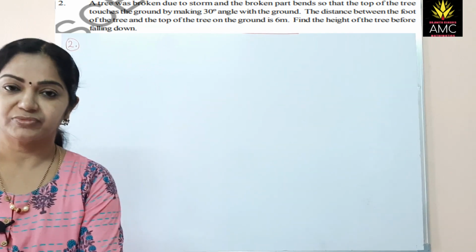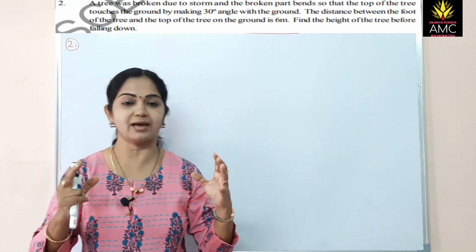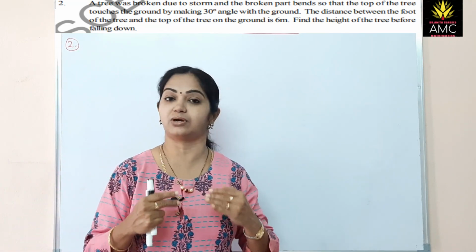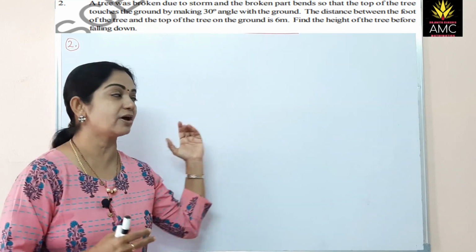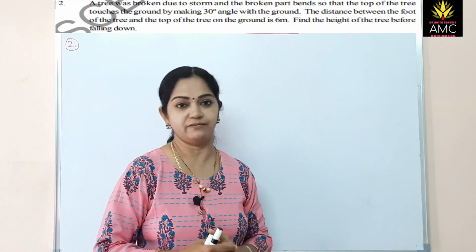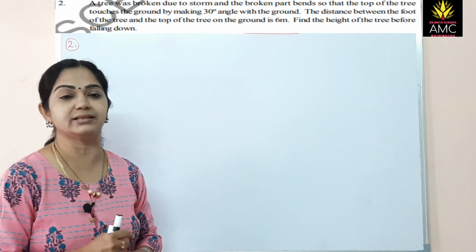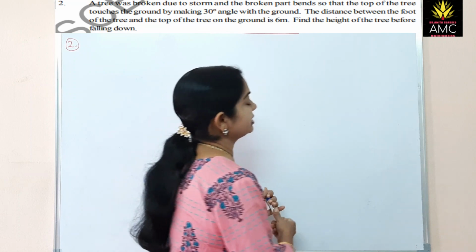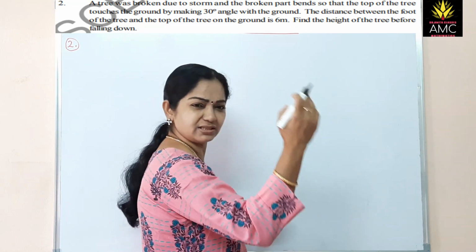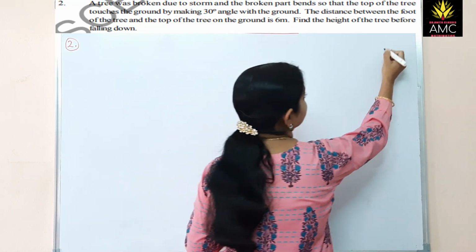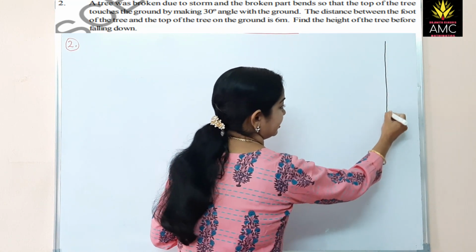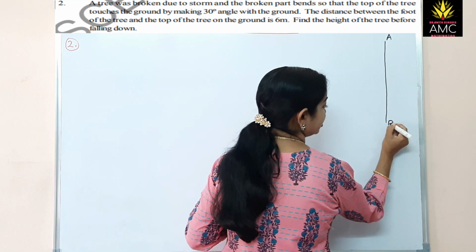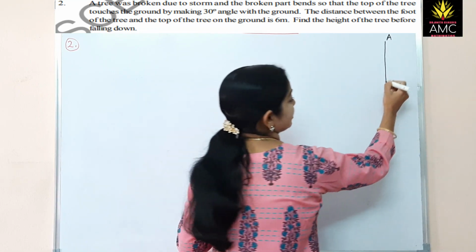Now, these are all verbal problems. We have to understand the problem, so read the problem twice with concentration. We need to visualize the diagram from the problem. Given in the problem, a tree is broken due to a storm. Let me suppose a tree means erect, vertical to the ground. Now let me suppose this as a tree. Due to the storm it has broken somewhere.